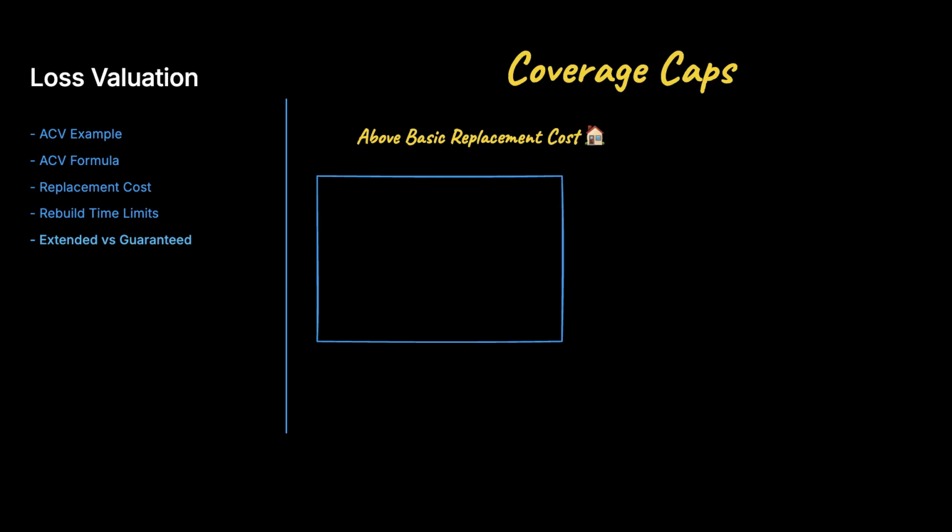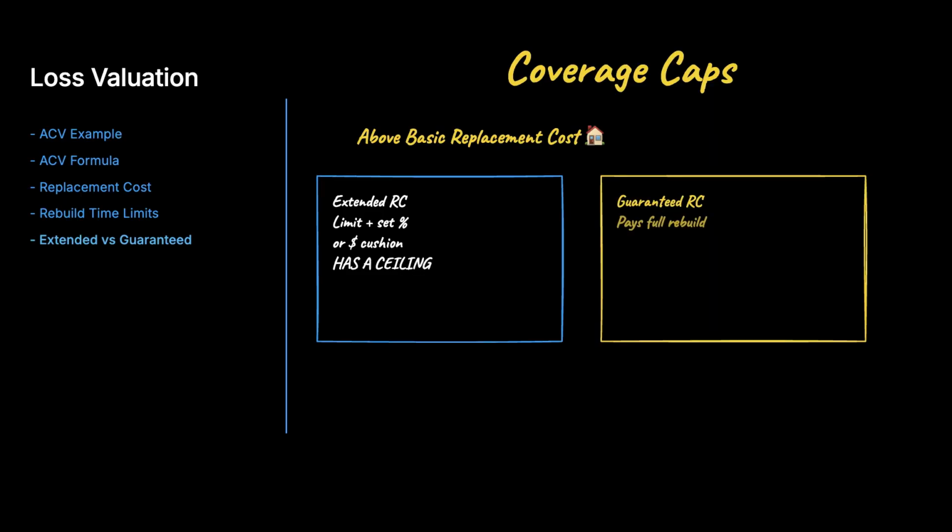Two upgrades sit above basic replacement cost, and the exam separates them by their cap. Extended replacement cost adds a cushion above your dwelling limit, a set percentage or dollar amount for when rebuilding costs spike. Guaranteed replacement cost pays the full rebuild regardless of the dwelling limit, no cap. Extended has a ceiling, guaranteed has none.